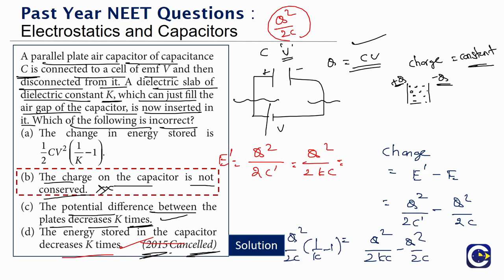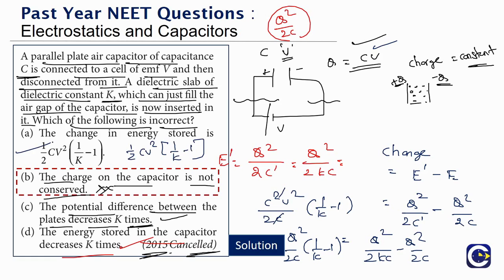So here Q is not given to us. What is given to us is C and V, right? So Q can be expressed as what? Q is equal to CV, right? Means what? C square V square by 2C into 1 by K minus 1. So here one C is cancelled. What is it? Half CV square into 1 by K minus 1.